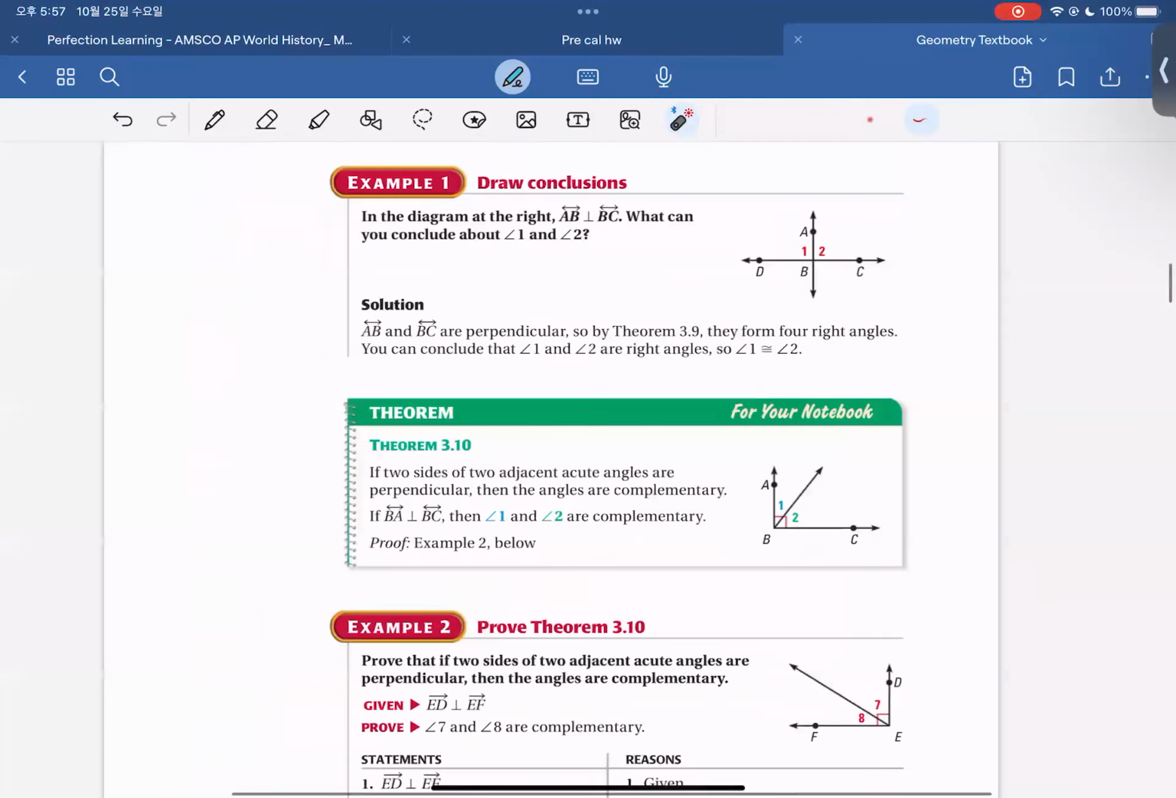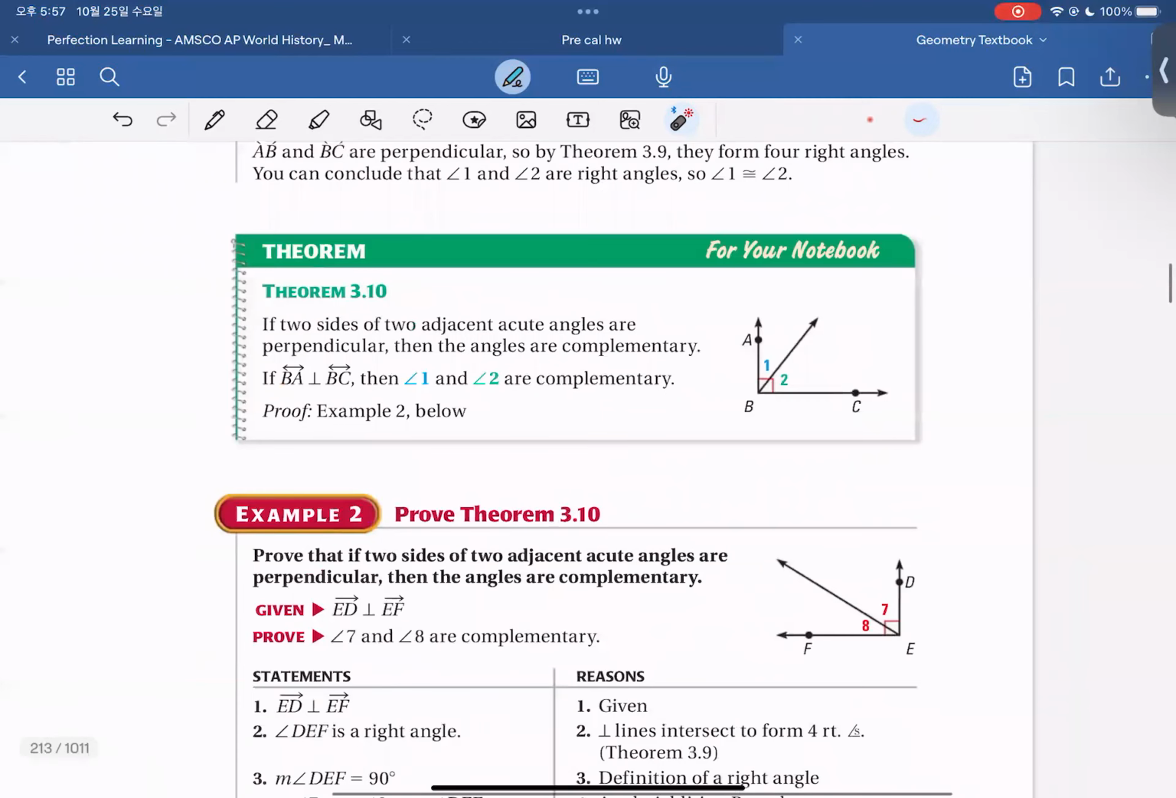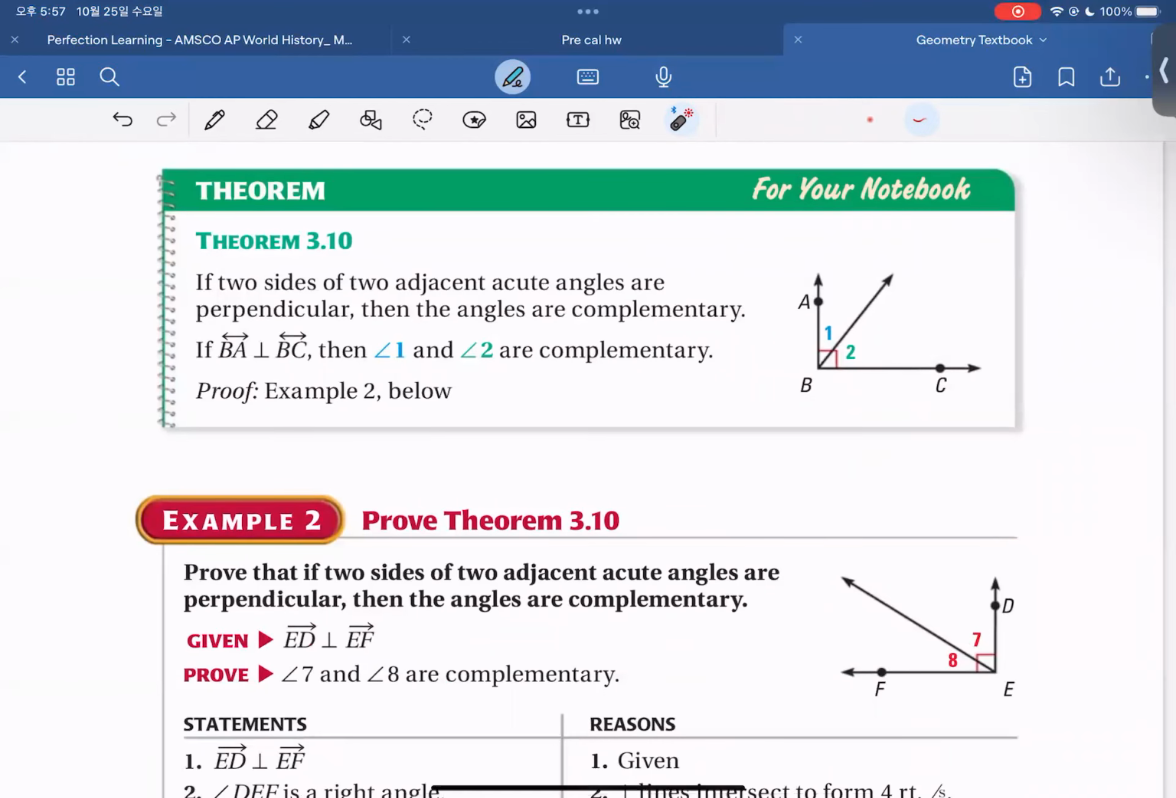And lastly, let's look at theorem 3.10. If two sides of two adjacent acute angles are perpendicular, then the angles are complementary. Because recall that perpendicular is equal to 90 degrees, if you have two angles that are complementary, which means they have a sum of 90, then the sum would be perpendicular, or a right angle.